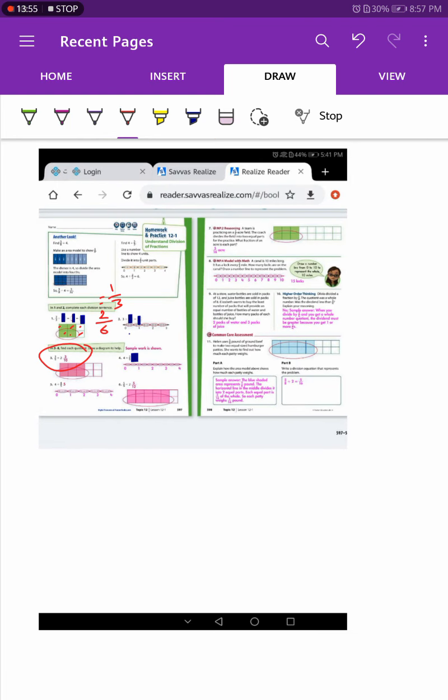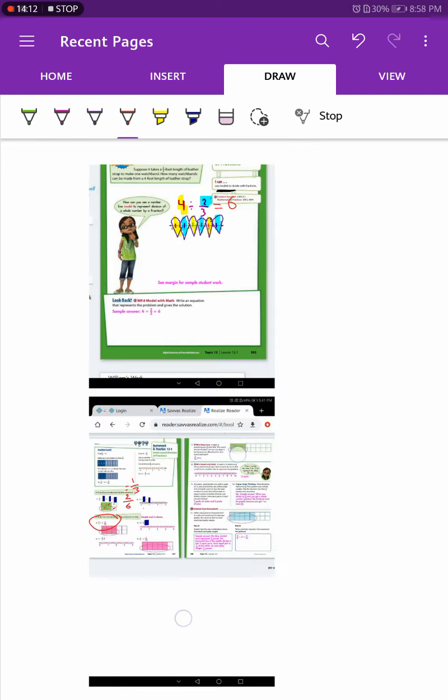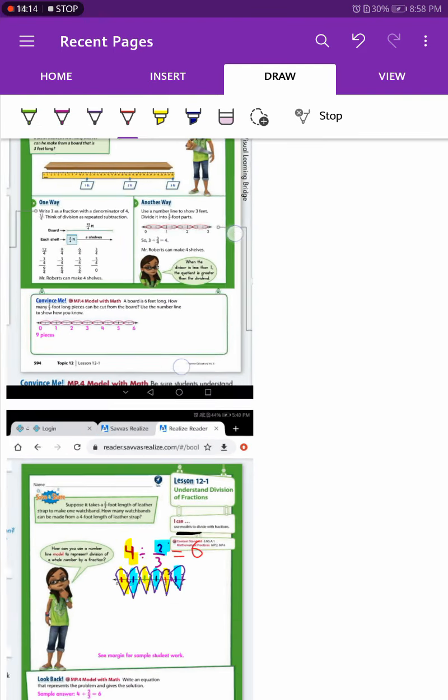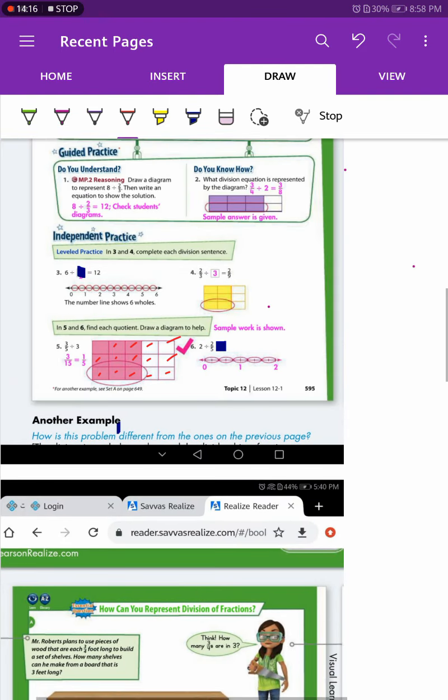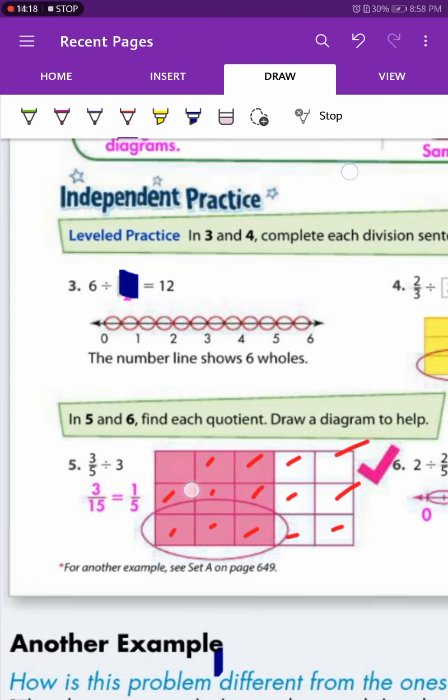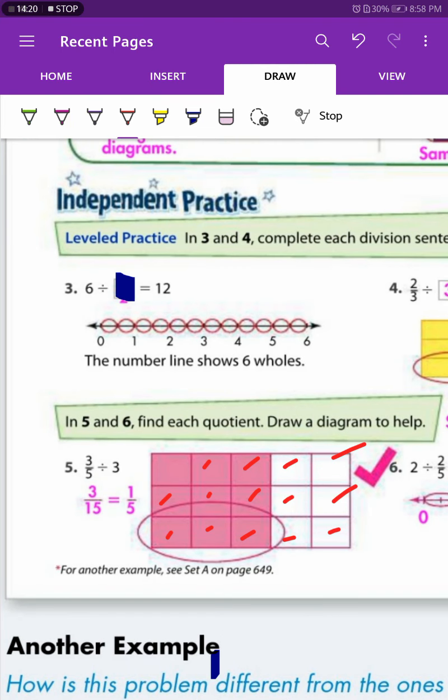Okay, we learned about the squares, yes? Now let us solve questions with the number line. Number line, whole divided by fraction. And the other model is fraction divided by whole. Okay, let us start with this here. He asked me about the quotient. Okay, see.